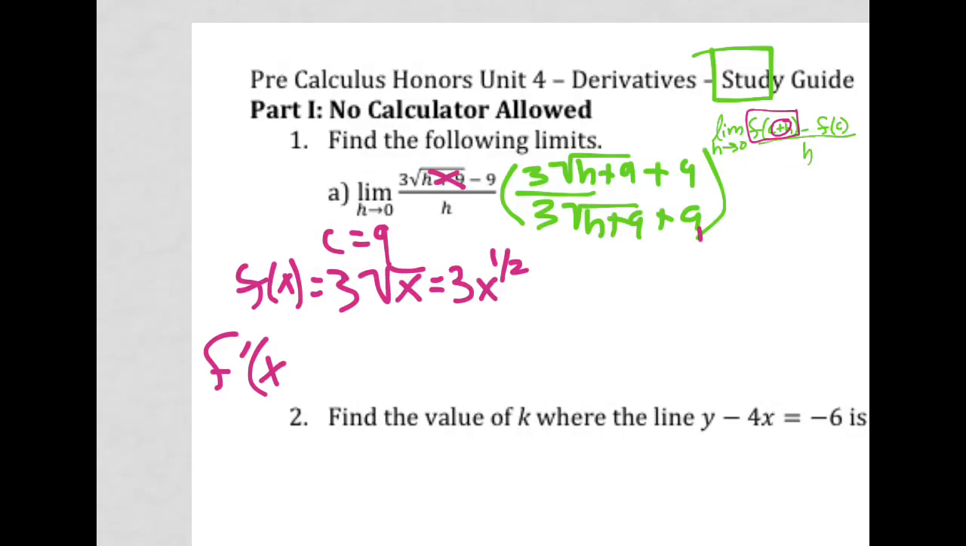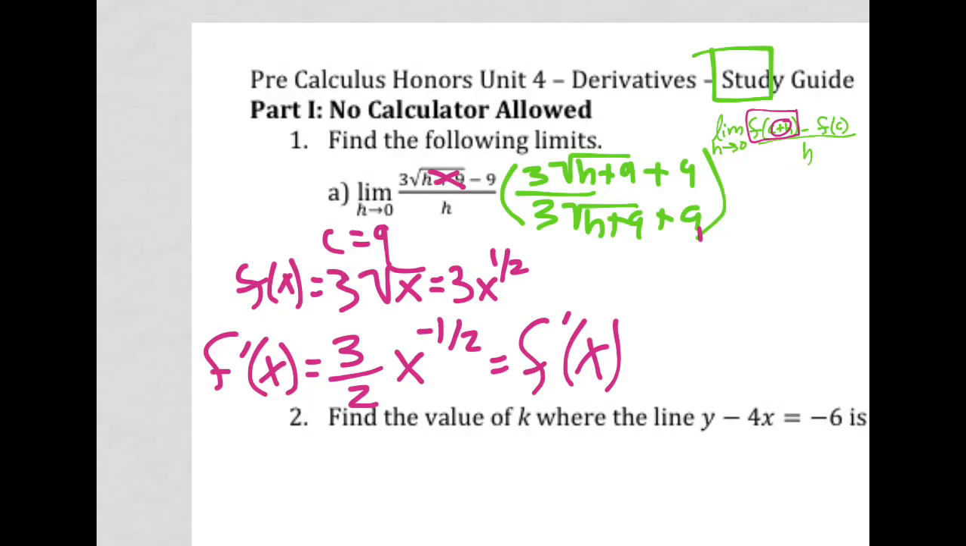Power rule says to find the derivative of a function, take that exponent, 1/2, multiply it by the coefficient 3 to get 3 halves, and then with your x, subtract 1 from the exponent. So 1/2 minus 1 is negative 1/2. So I get f prime of x equals 3 over 2 times x to the negative 1/2. I wrote 1/2 but I meant to write negative 1/2 right there, because when you drop it down, you get rid of the negative. That's what the negative does.